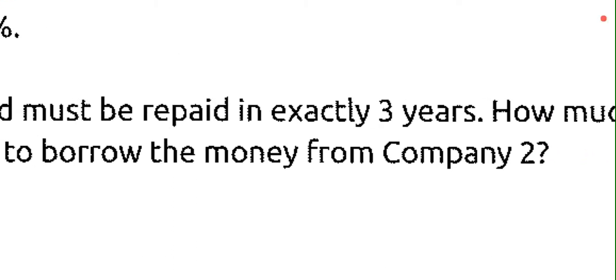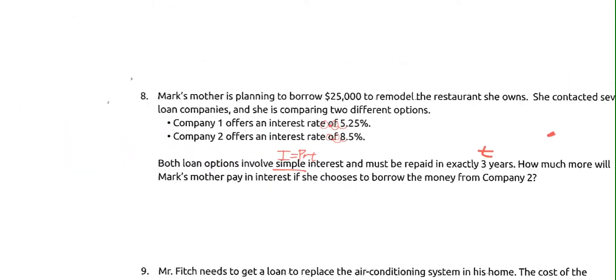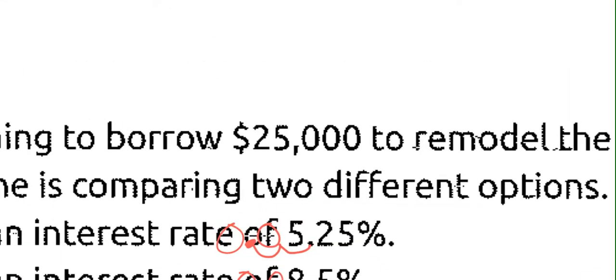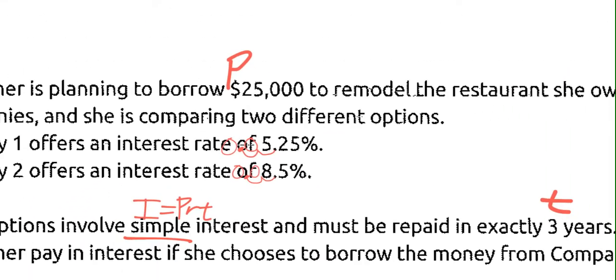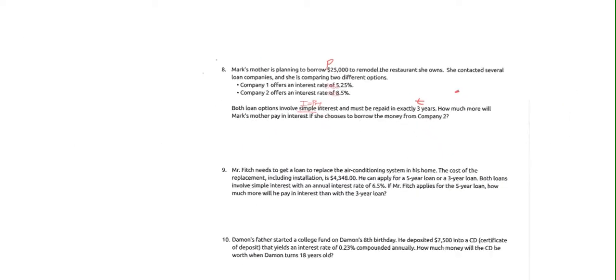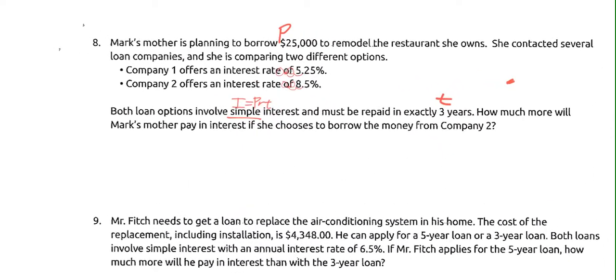So now we know T. There's our T for 3 years. And actually, we knew the principal up here. There's our principal for our $25,000. So now for the actual question. How much more will Mark's mother pay in interest if she chooses to borrow the money from company 2?